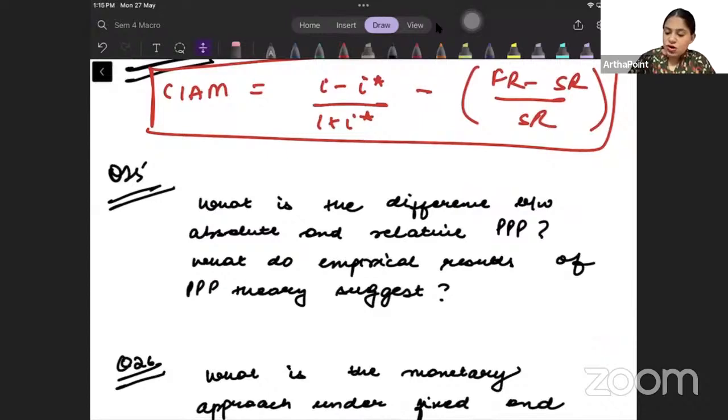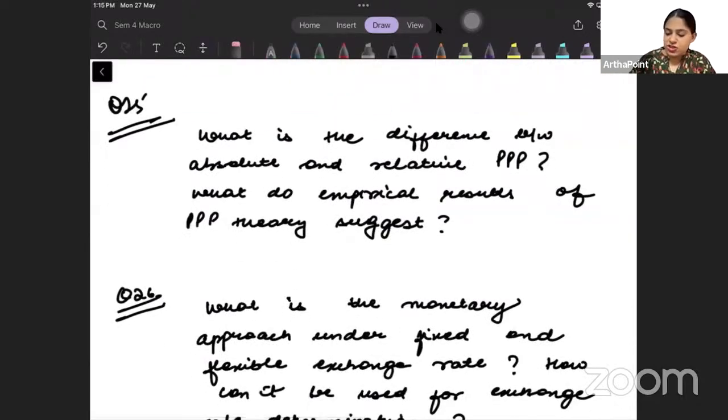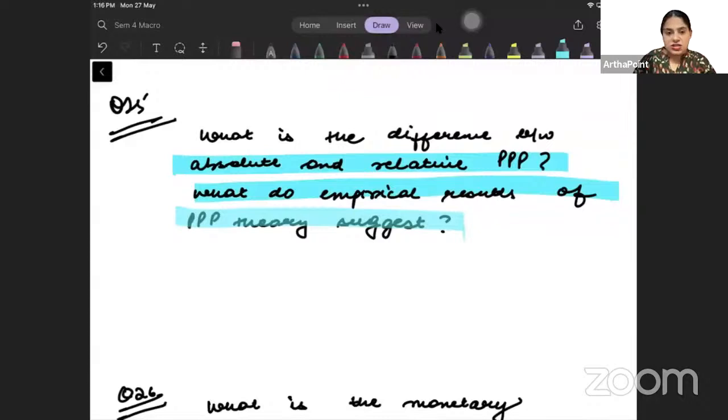Okay, now we will go ahead to chapter number 15, beta. Chapter number 15 is exchange rate determination. This is the first question from that chapter. What is the difference between absolute and purchasing power parity? What do empirical results suggest?